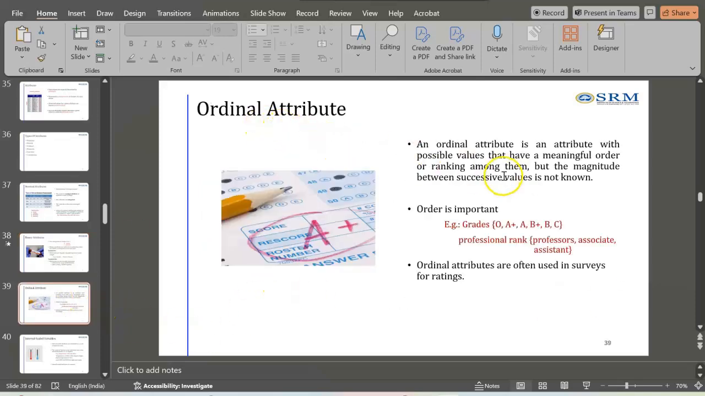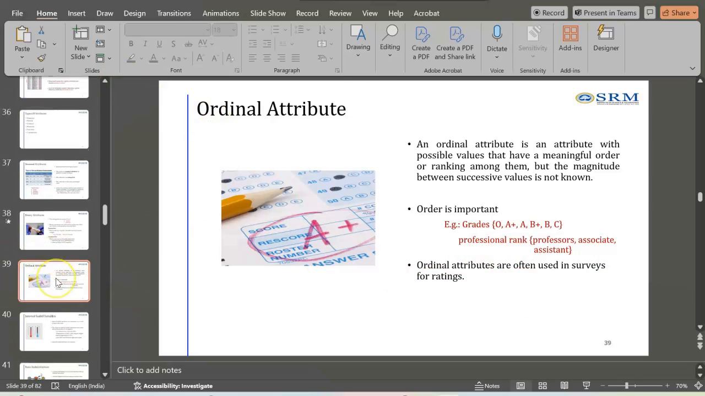When you come to the ordinal attributes, this is an attribute with some meaningful order or ranking in it. However, when you have an order or ranking, the magnitude between the rankings will not be explicitly shown. For example, you have grades O, A plus, A, B plus, B, C, and also professor, associate, assistant. You might have some order, but what is the exact magnitude between two ranks, the ratio, the interval, or the gap between? That is what we mean by magnitude; between the orders it is not explicitly shown. Usually these ordinal attributes are used in surveys.